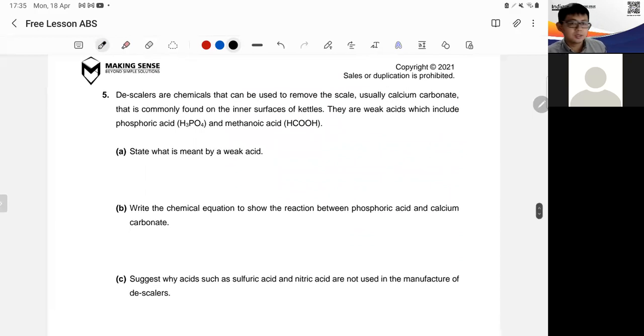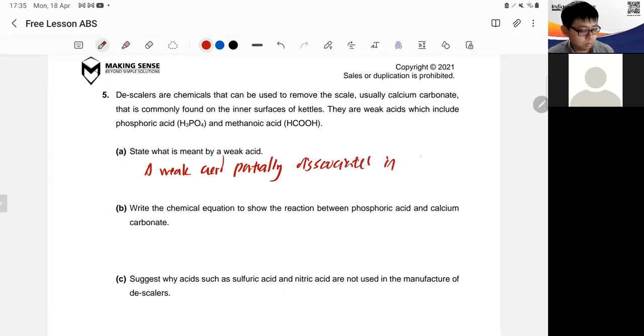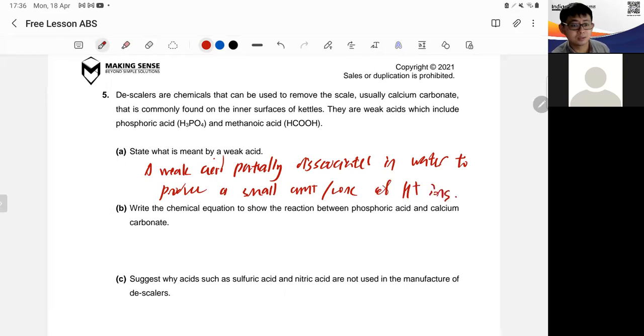Next question. State what is meant by a weak acid. Okay, it just asks you to remember the definition of weak acid. So a weak acid partially, incompletely dissociates in water to produce a small amount or concentration of H+ ions. This is the exact definition for weak acid.